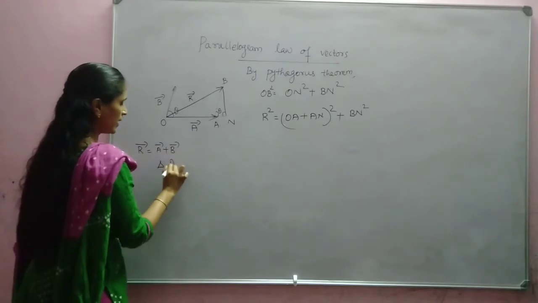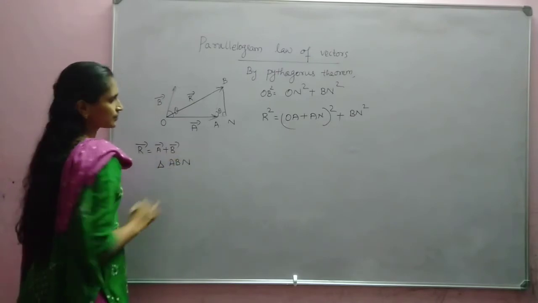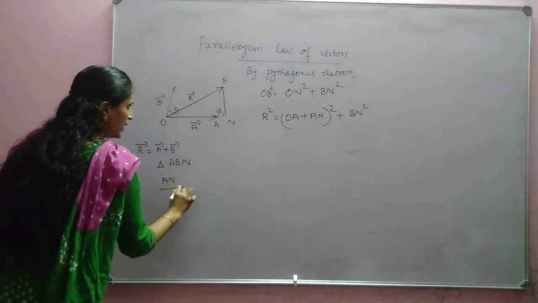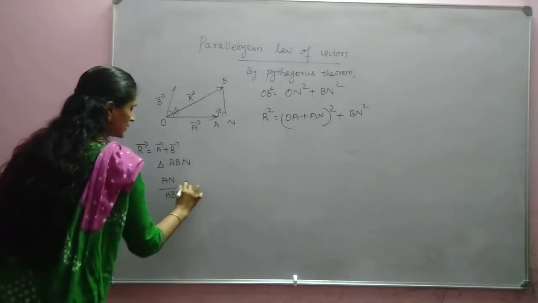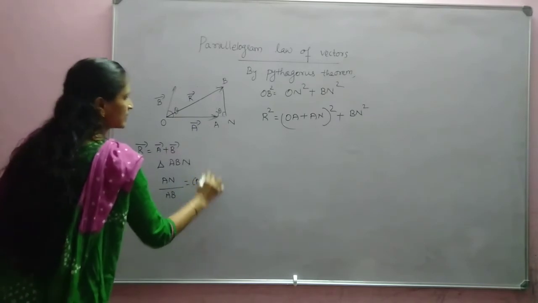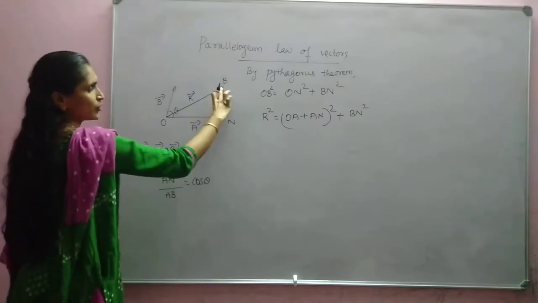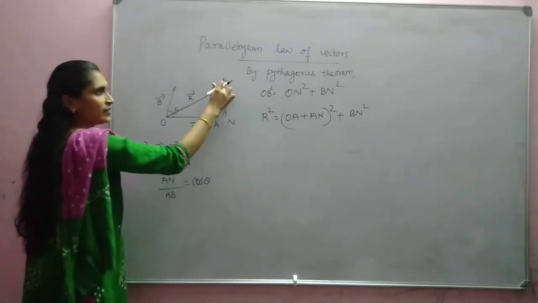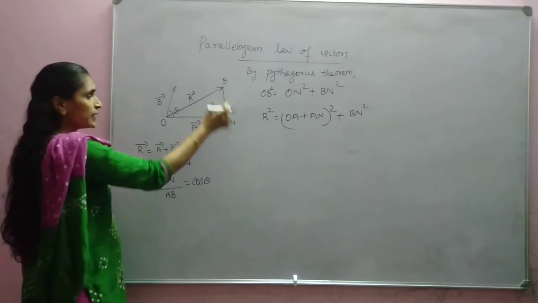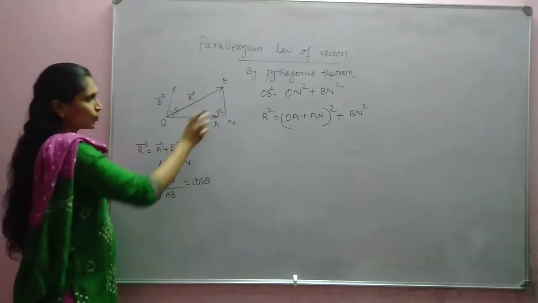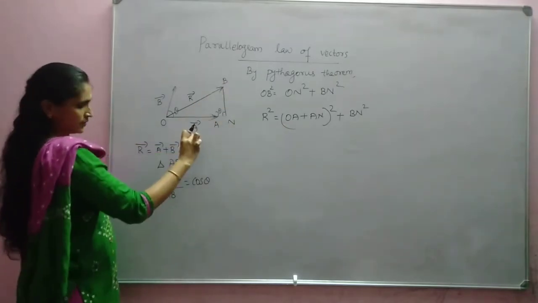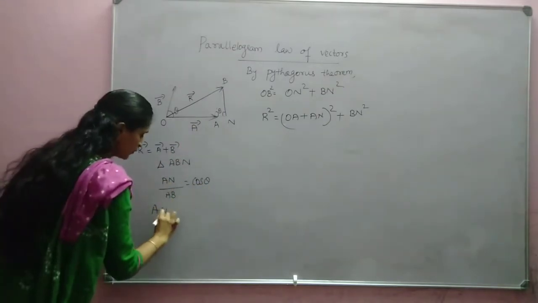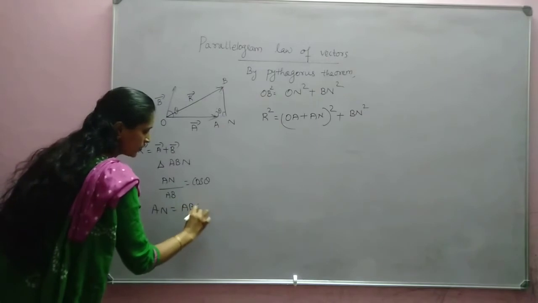From triangle ABN, we can write AN by AB is equal to cos theta. Can we write AN adjacent side by hypotenuse? How did this become the hypotenuse? Because this angle is 90 degrees. We are drawing a perpendicular from B to OA. So AN by AB is equal to cos theta, or we can write AN is equal to AB cos theta.